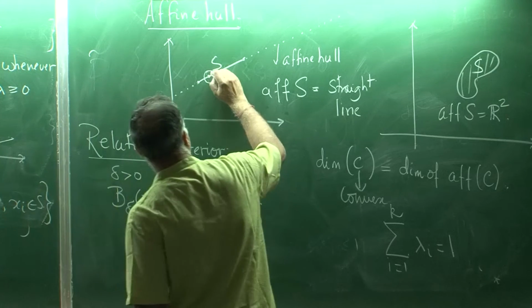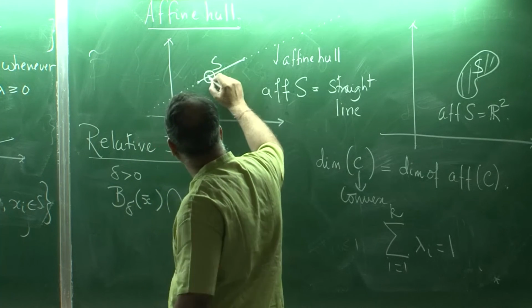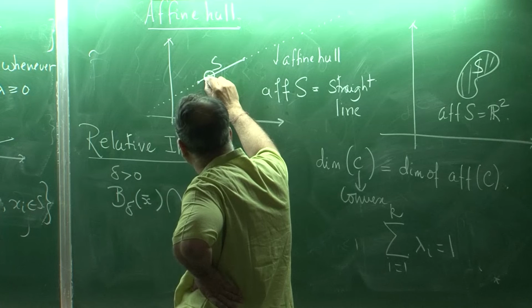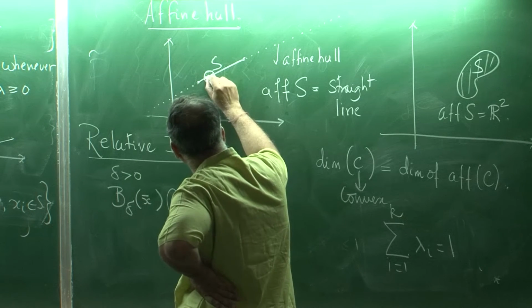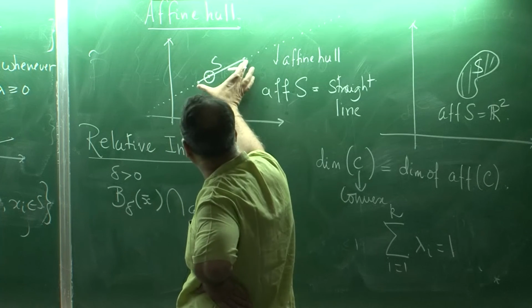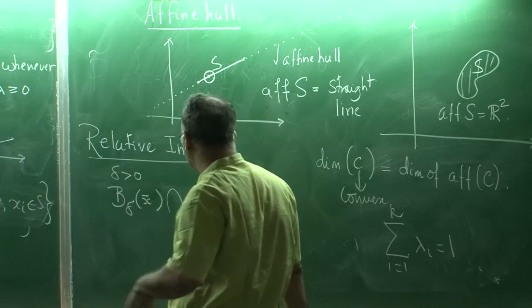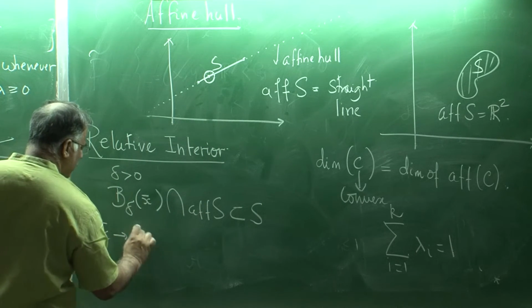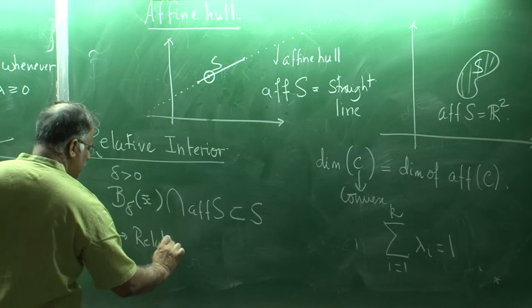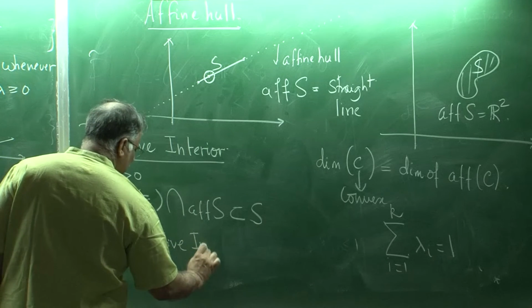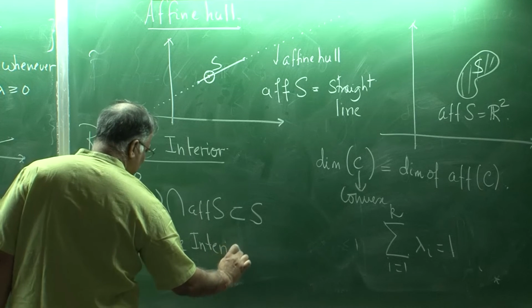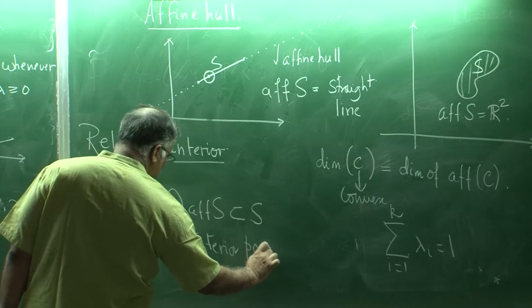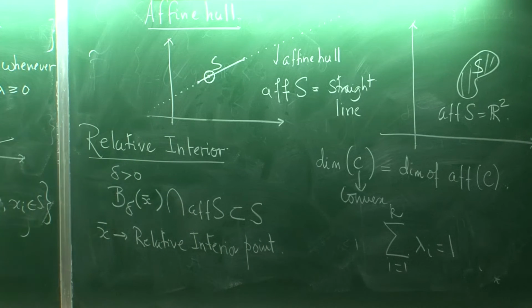So, you see, when I take a ball of this radius, a disk of this radius, the intersection of the ball with the affine hull is this part, and this part is a subset of this set. So, for such points x bar, this x bar is called a relative interior point.